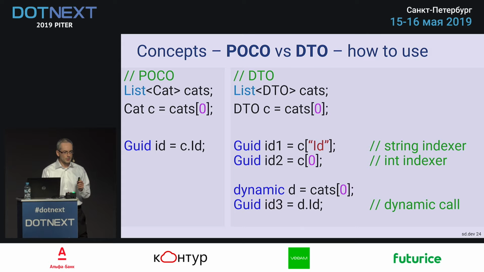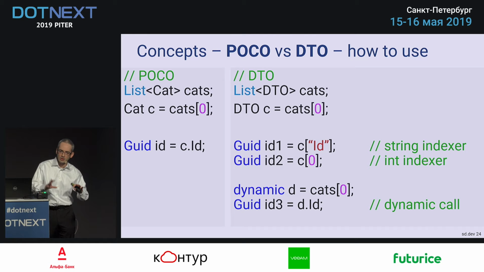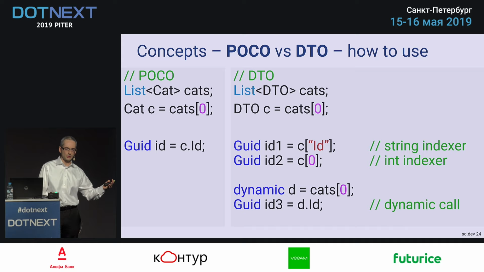On the DTO side, you see slightly more code, but the only reason for it is that I'm showing you three different ways of doing it. So in practice, you don't need all three, you need just one of them, but I just wanted to show you the flexibility. So the first two are simple indexers, a string indexer and an int indexer, to get the GUID ID 1 and 2 out.